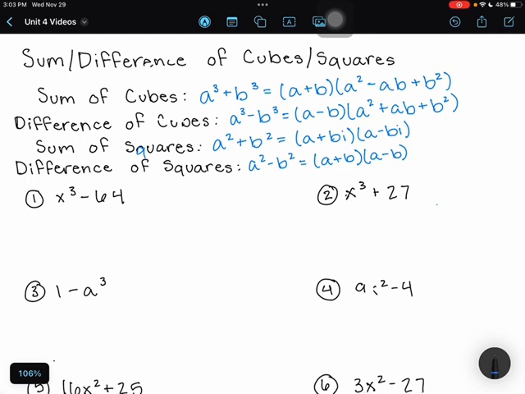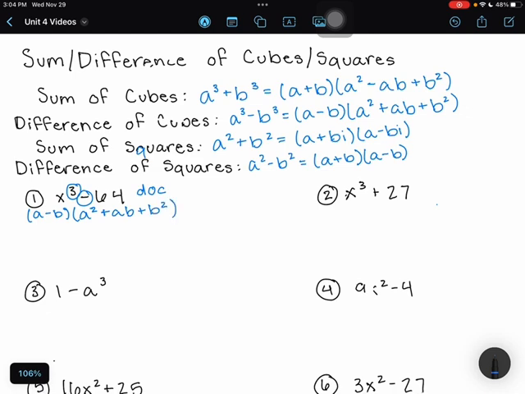So in order for us to start each of these, we first have to decide if it's a cube or a square, because that'll tell us what formula we need and what way we're going to structure our factoring. So here I see that I have a cube and I have subtraction. So that means I want to use the difference of cubes equation. So I'm going to go ahead and write down the formula I'm going to use. I'm just copying that from above.